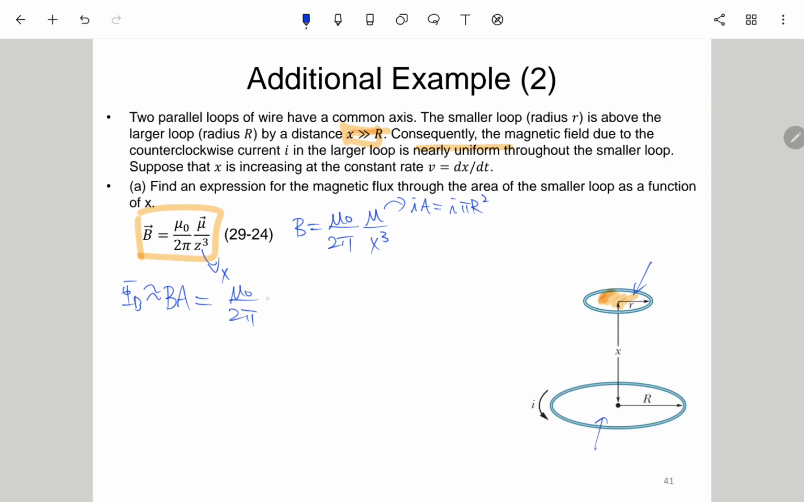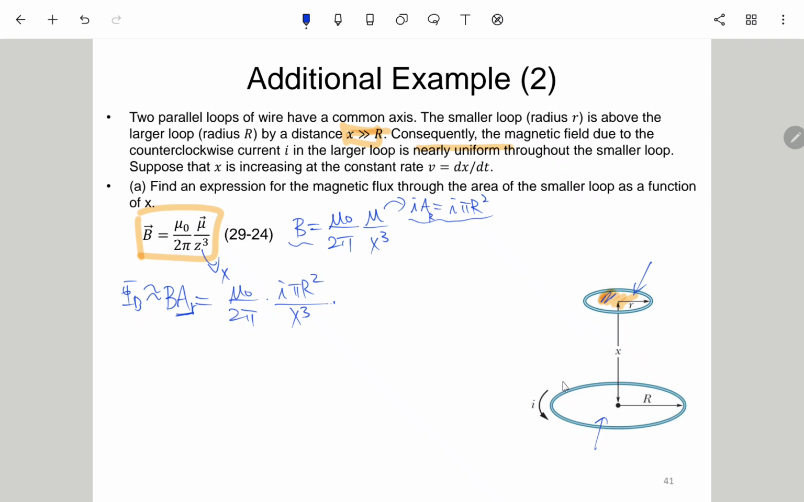Okay, so here we have I times pi capital R squared over x cubed, and then times this A, which refers to the area. This is actually the area of the small one, and this is referring to the larger one, so we need to distinguish. Oh, this is the source. This is the source, so we need to see this one.